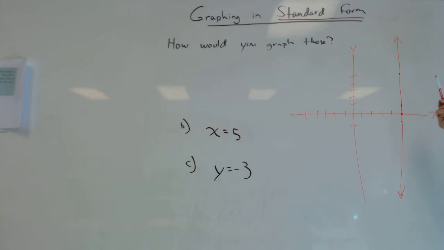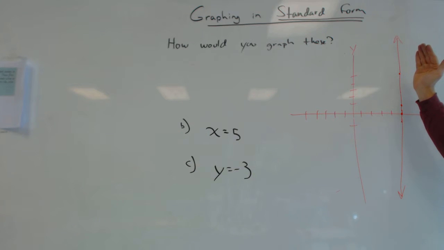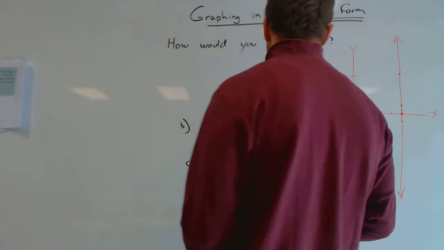Now this is really confusing when you start to think about it. Because the x-axis goes this way. But when we graph x equals something, that's a vertical line. Because this is where x equals 5. Okay, so now let's think about y equals negative 3.